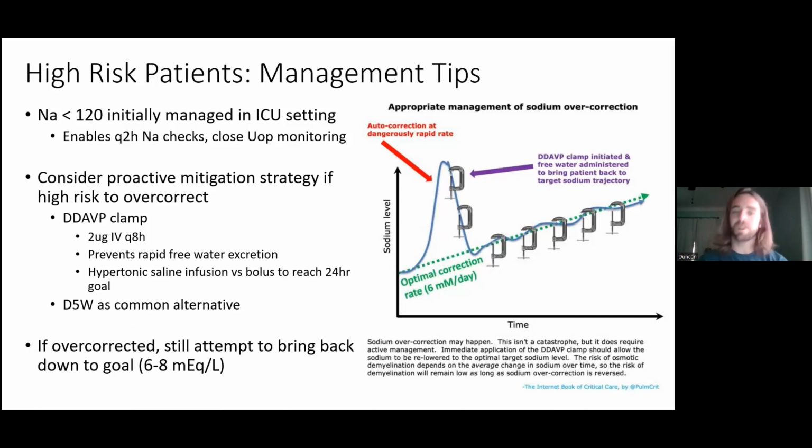And then another quick pearl is that the cat's not entirely out of the bag. Let's say someone came in, they got too much fluid in the ED, and you check a repeat sodium when they get up to the ICU, and whoa, it's gone from 111 to 125. It's still worthwhile to reinstitute a DDAVP clamp or give D5 to try and get them back down. This is based on rat studies, where it seems like it's the average increase over a period of 24 to 48 hours that matters most for central pontine demyelination. But again, we're looking at rat studies, so take everything with a grain of salt.